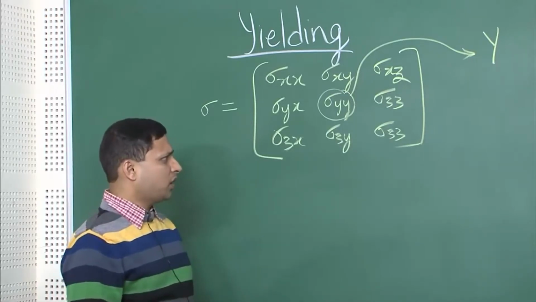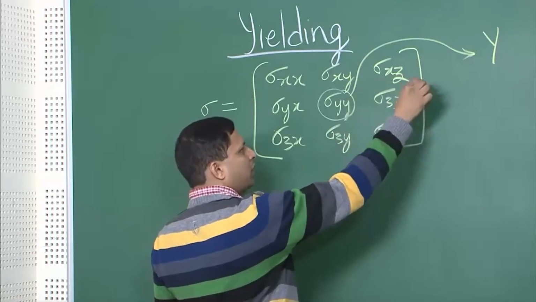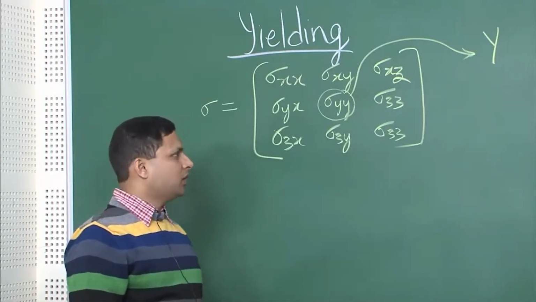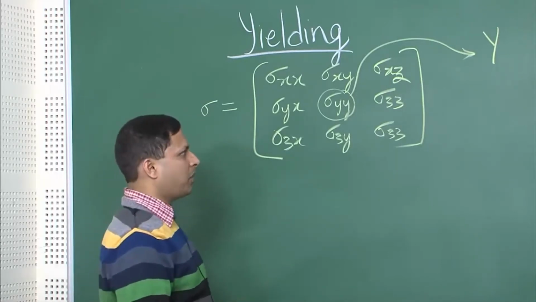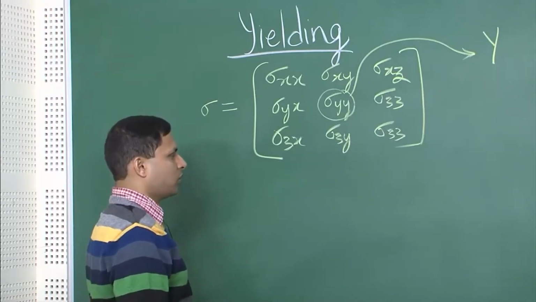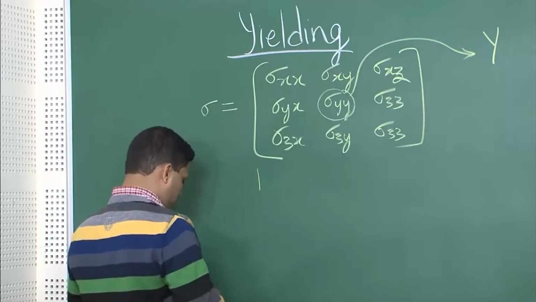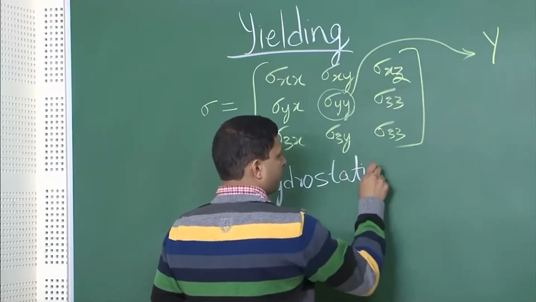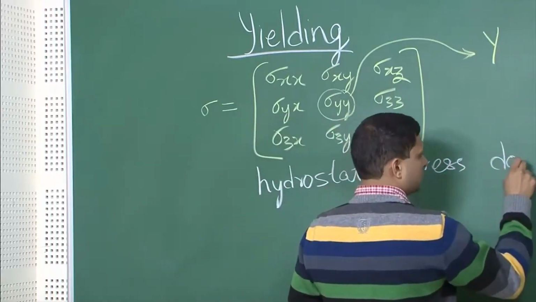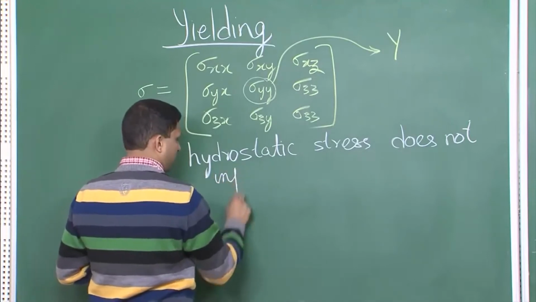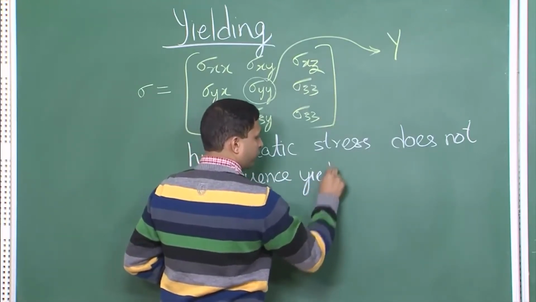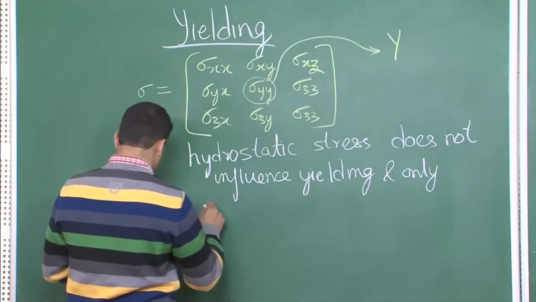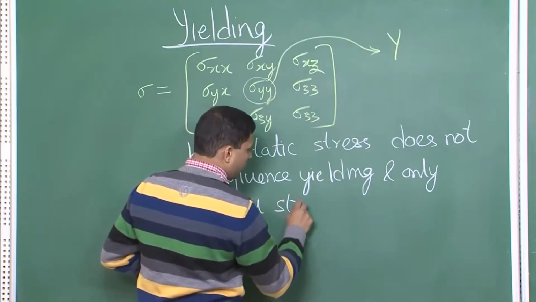Either you can think of a very simplistic model where you would say each of these values should reach a certain point, and then we will be in a position to say that yielding has begun, but that is not corroborated by our experimental results. Experimental results have shown us that the hydrostatic stress does not influence yielding, and only shear stress, not the component but the overall shear stress, is what influences yielding.